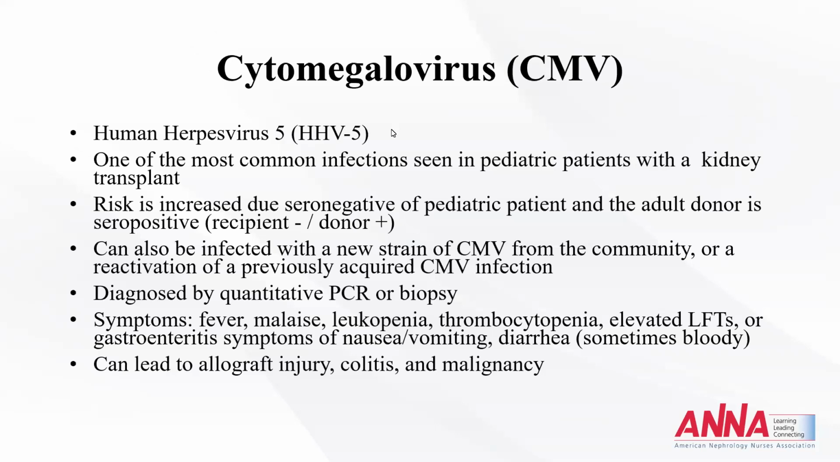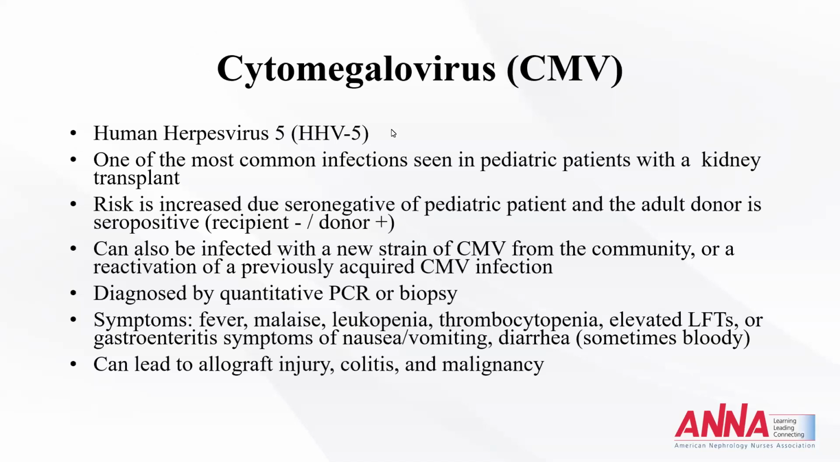The risk is increased, and this is common sense again, but it's increased due to seronegative pediatric patients, so the recipient, and the adult donor is positive or seropositive. So when we test their blood, the recipient doesn't have any CMV positivity or known disease, no active PCR, but the donor did. That's the highest risk group. It can also be infected with a new strain of CMV from the community. So those patients that I'm talking about didn't have any exposure to it before transplant, maybe were in the hospital for prolonged periods of time since birth, never really had a chance to get exposed to CMV from the community, so that they can actually have a primary, like, new infection of CMV.